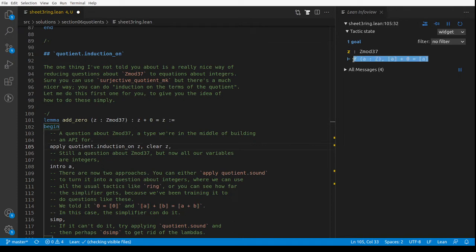And also, do you see, we have this z, but it's not mentioned anywhere. Z is now sort of irrelevant, so I've cleared it. And now this is a question about integers: for all a, a plus 0 is a.